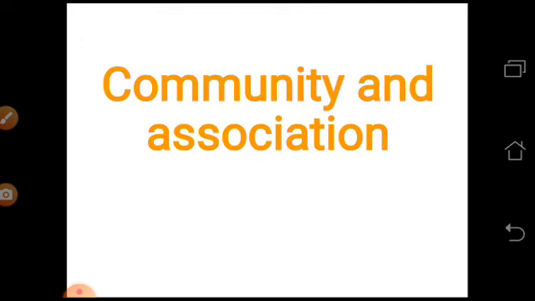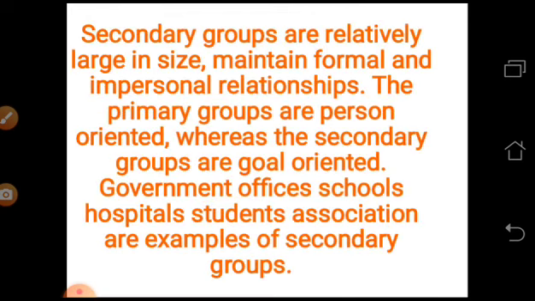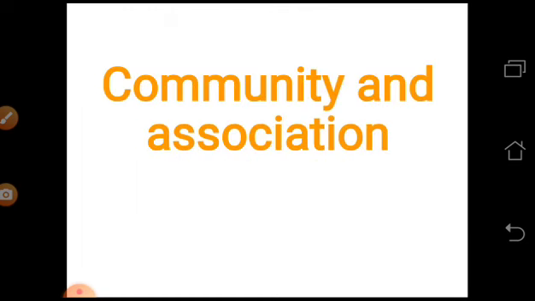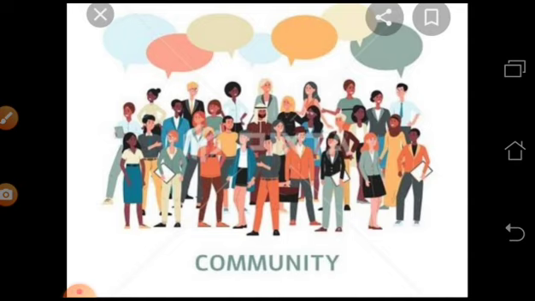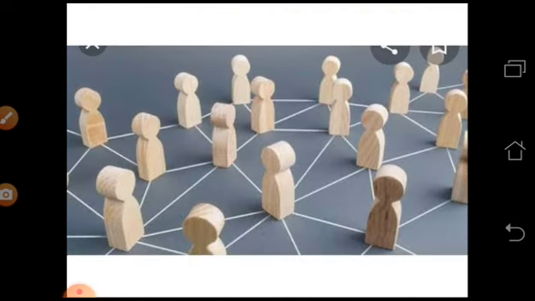Next one is community and association. Okay, so community, you can see in every society you will find a community. Okay, so who are this community and association? Association and community are a little bit different from each other. What is the difference? Let's see here.